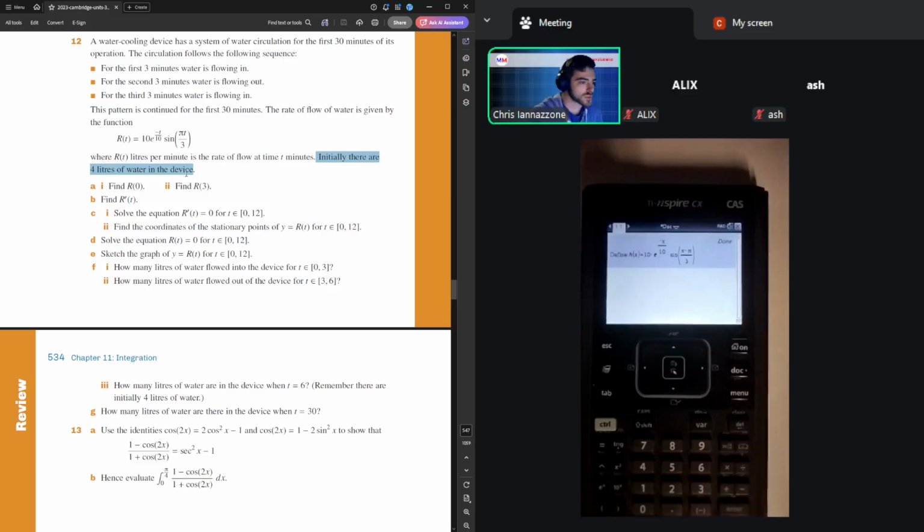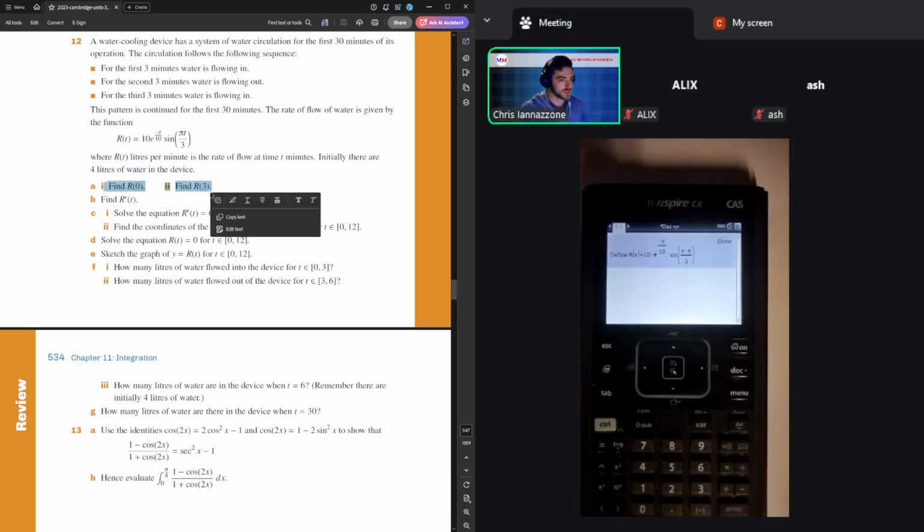Initially there are 4 liters of water in the device, so that is to say at t equals 0, we're not saying that r is 4. R would be the rate, which you might assume to be 0. It would have to be calculated here. But if we do a quick look, putting 0 in there turns the exponential to 1. It's now 10 sine of 0, which is 0, so the rate would be 0. Further reinforcing that this is a rate equation, not a quantity equation.